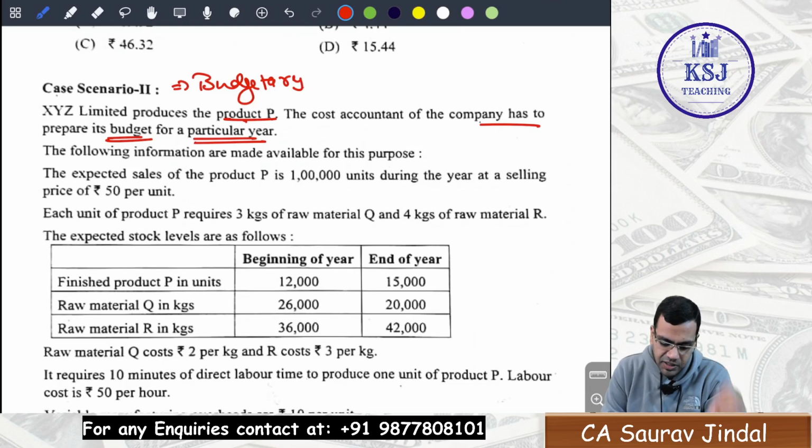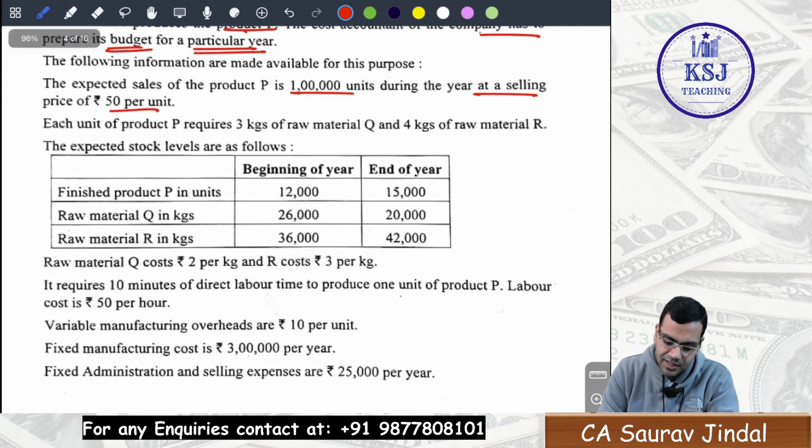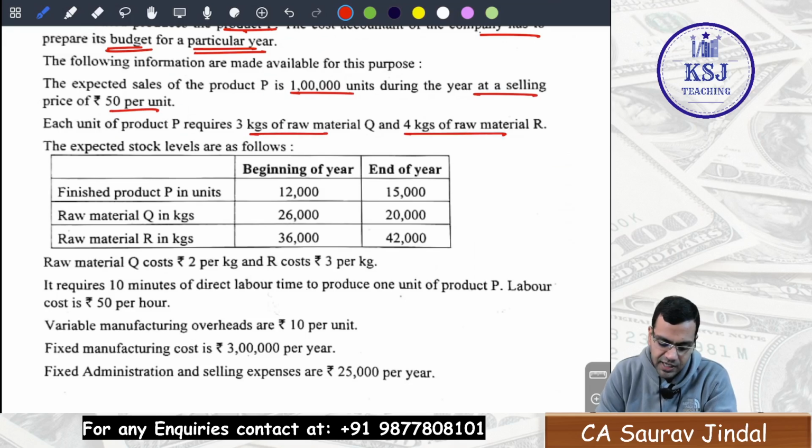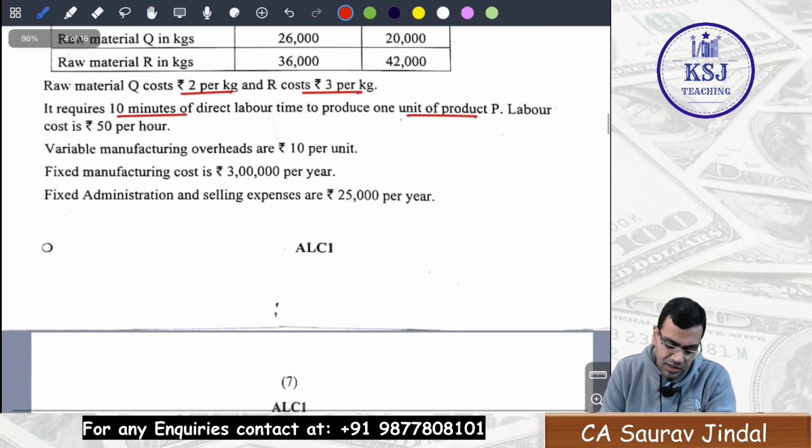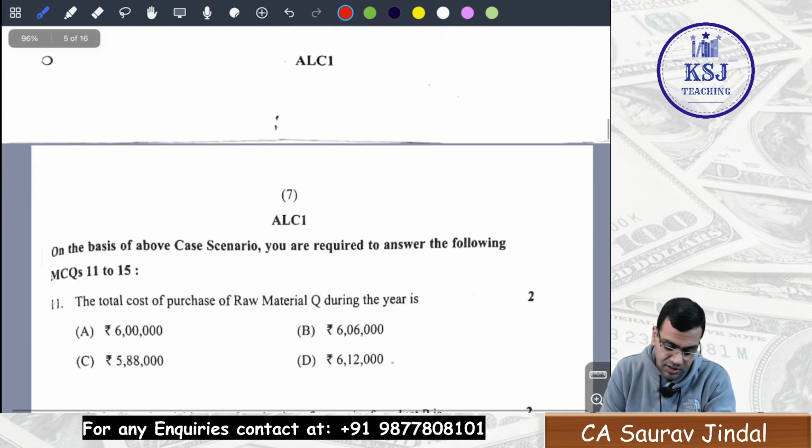The following information is given: the expected sales is 1 lakh units at a selling price of 50. Each unit of product P requires 3 kg of raw material Q and 4 kg of raw material R. The expected stock levels are given to you for the beginning of the year and end of the year. Raw material Q costs this, R costs this. It requires 10 minutes of labor time. Variable cost, fixed manufacturing and fixed administration expenses are given.